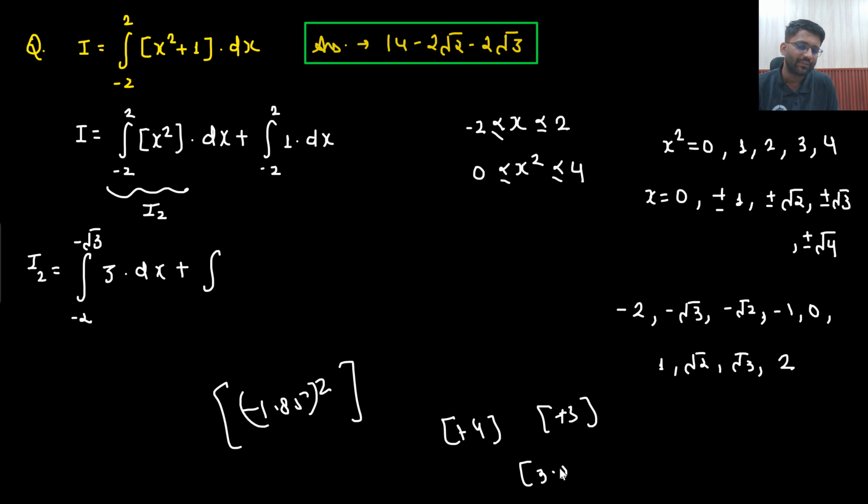What will be the value? It could be some 3.5. So what will be just lesser integer? That will be 3. Right?